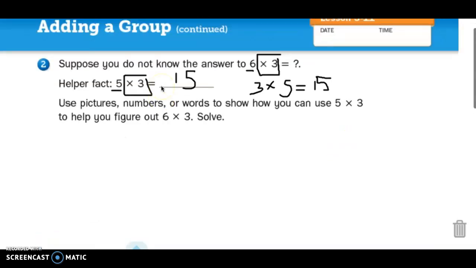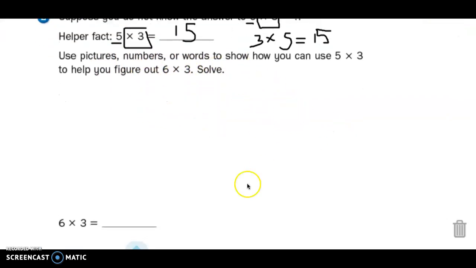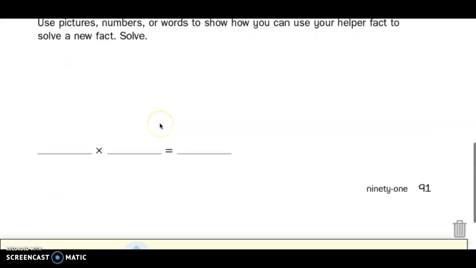Think about adding a group. So right now, try to draw a picture or use your words, use numbers. Maybe you want to show me an array, and then use a different color if you're going to add on a new group. Then what is 6 times 3 if you know what 5 times 3 is?